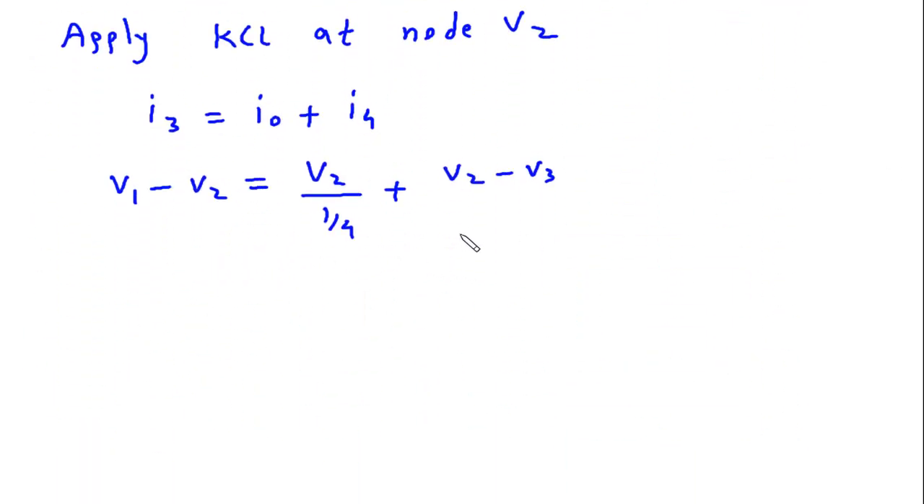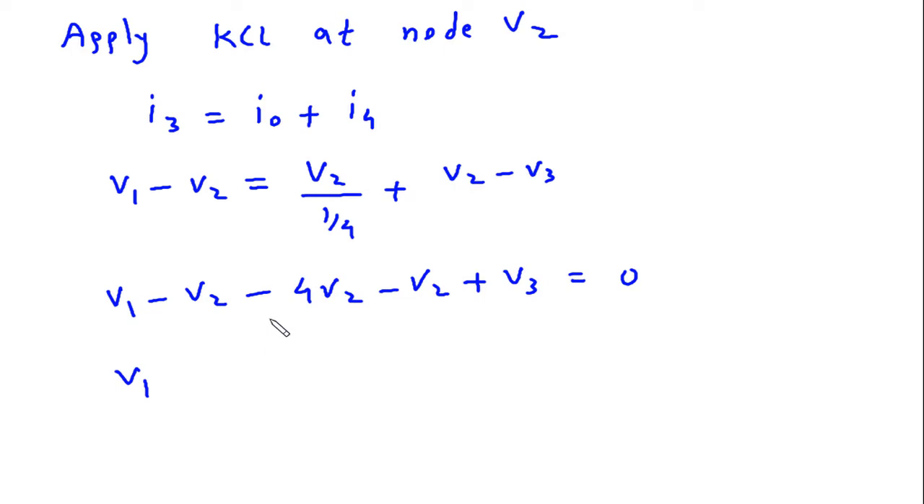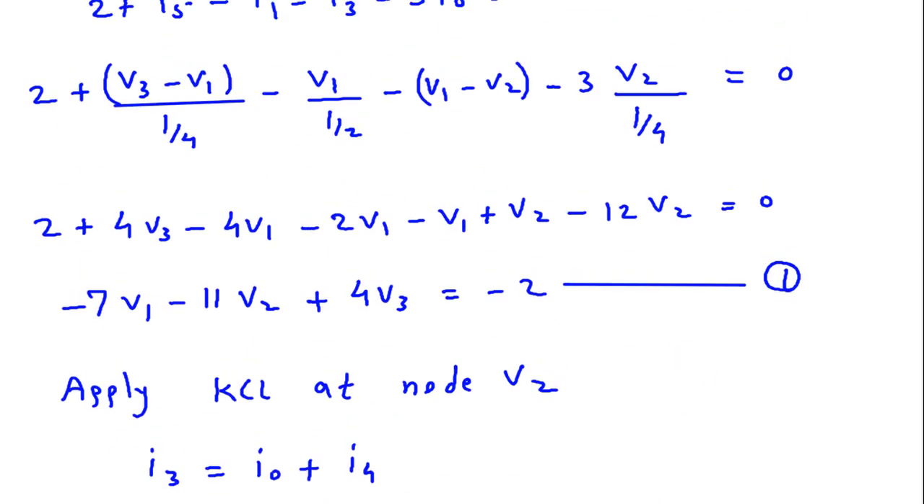Now we will simplify this. So this will be V1 minus V2 minus 4V2 minus V2 plus V3 is equal to 0. So this will be V1 minus 6V2 plus V3 is equal to 0. Let's say this is equation number 2.